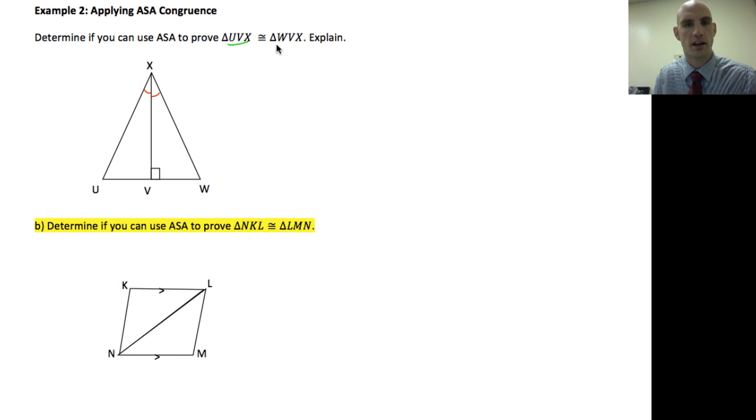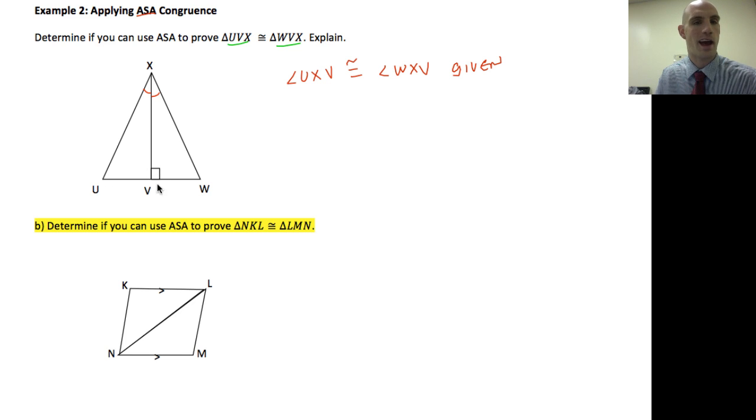Conveniently, I'm talking about UVX and WVX. Conveniently, they've marked an angle up here, and I want to look at some other information. So already I can say that angle UXV is congruent to angle WXV, and that's given. Remember, I'm trying to prove 3 things here because I need angle, side, angle, so I'm trying to use angle.